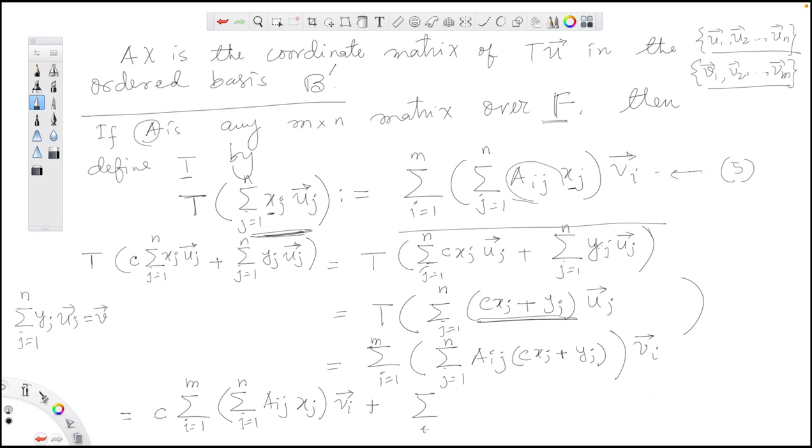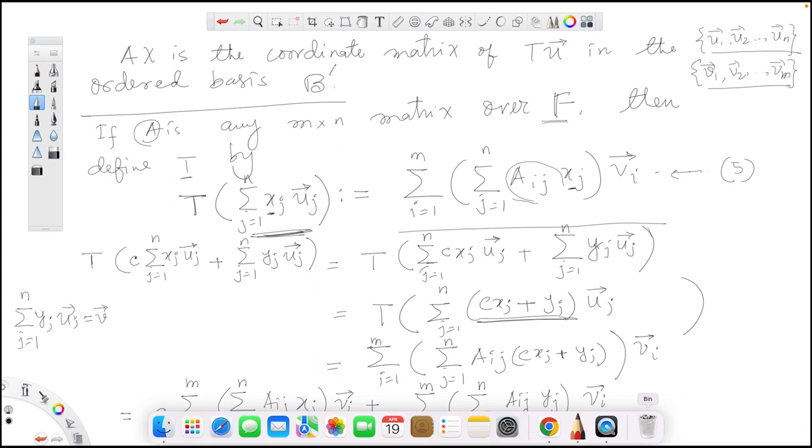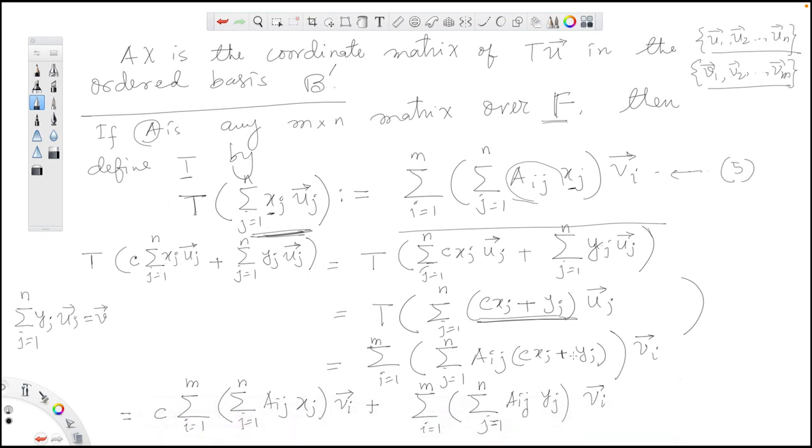plus sum over all i's, right? Then sum over j's, j from 1 to n, aij yj vi. Okay, so I just distributed these two sums into two parts. That's what I have done here.